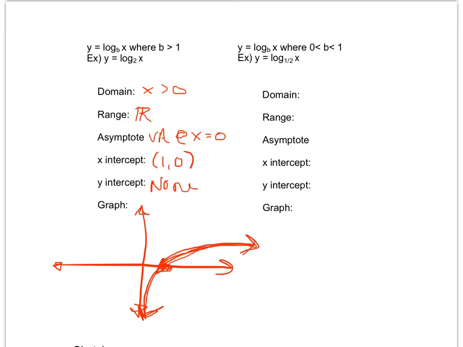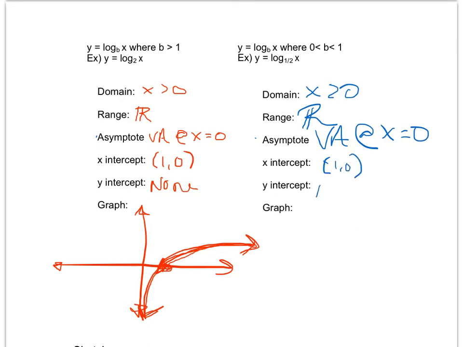And now I'm going to go ahead and look at what happens when b is between 0 and 1. Again, just summarizing that graph I already made. My domain, very similar. It's still x values greater than 0. My range is still all real numbers. And I still have a vertical asymptote at x equals 0. The difference is here my asymptote stretches down towards negative infinity, while here my asymptote stretches up towards positive infinity. My x-intercept is the same, it's 1, 0, and once again, due to my vertical asymptote, I do not have a y-intercept.